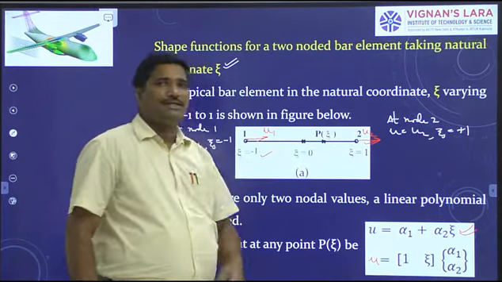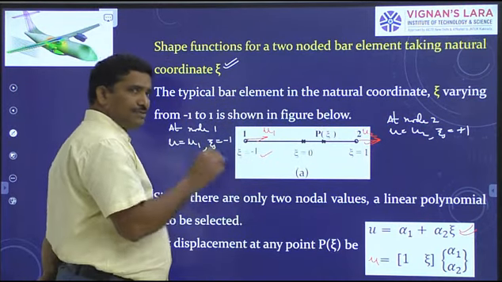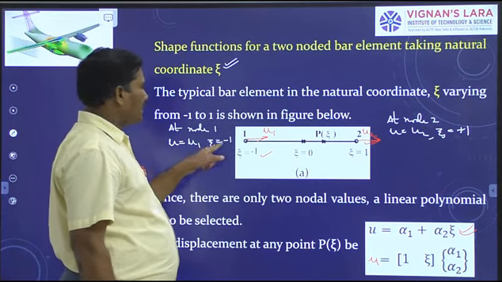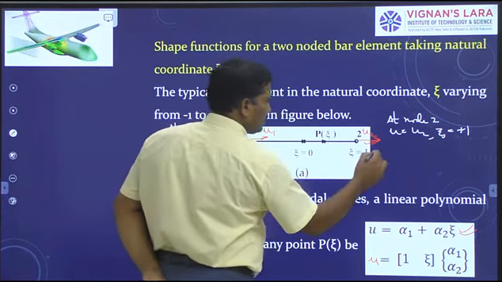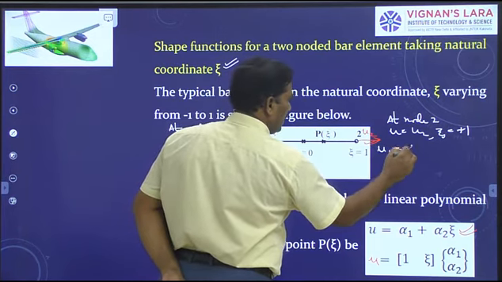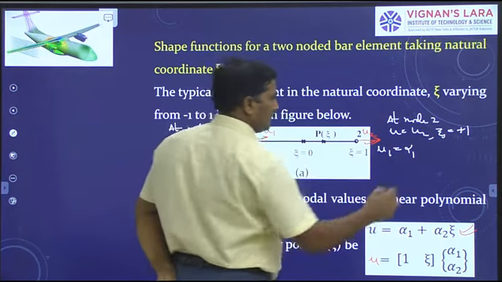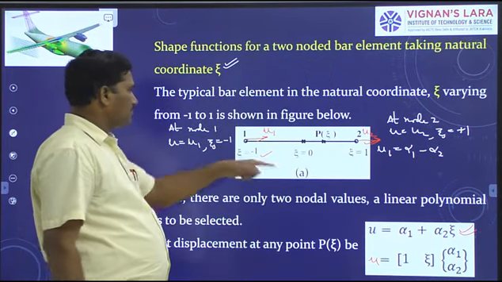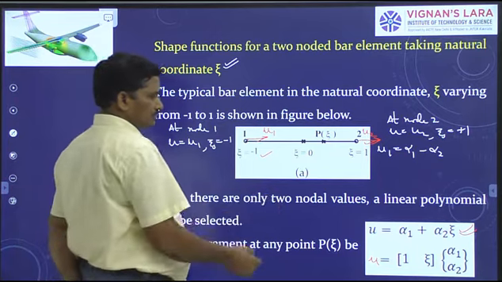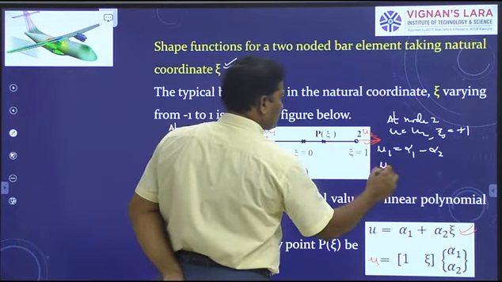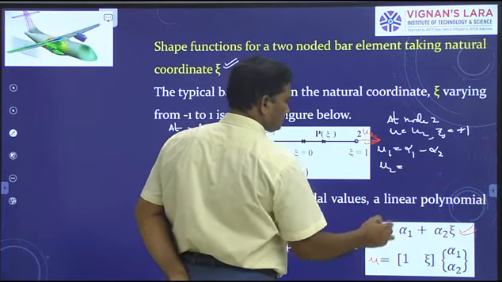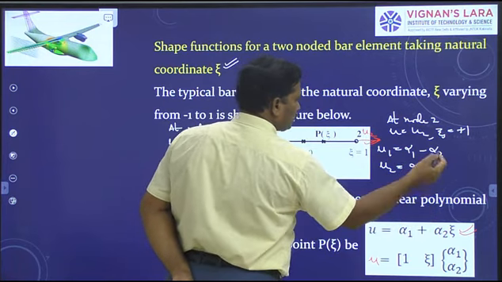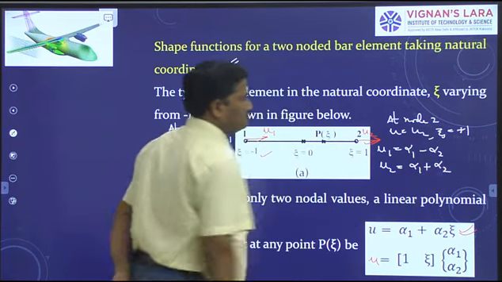With these two conditions, we write two equations. How? That we try now. At node 1, u equals u1 and ξ equals minus 1. Therefore, u1 equals alpha 1 minus alpha 2 because ξ equals minus 1. And next one. At node 2, u equals u2 which equals alpha 1 plus alpha 2 into 1. Therefore, you get alpha 1 plus alpha 2.